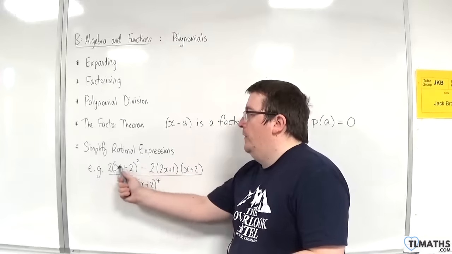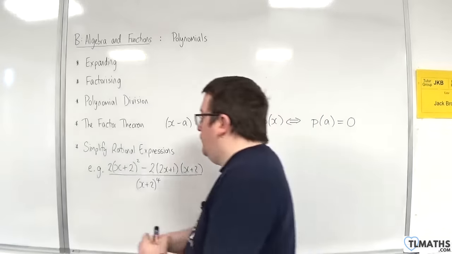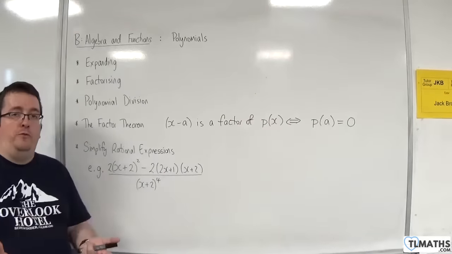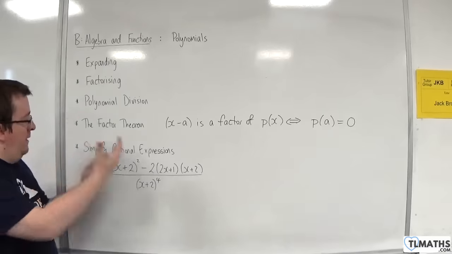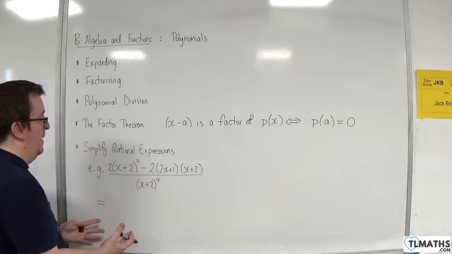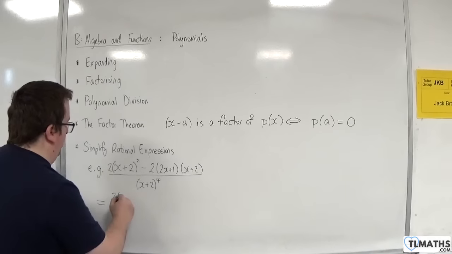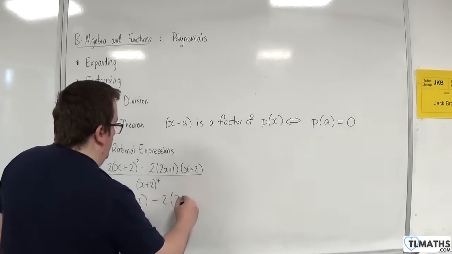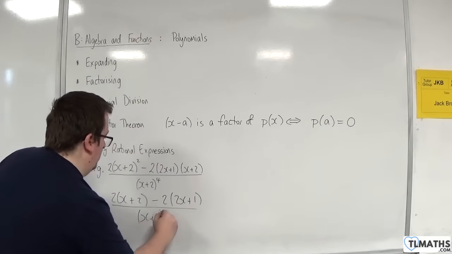Simplifying rational expressions. So this is often something that you get as a result of the quotient rule, for example. So you need to be able to simplify this down. So here, of course, we're assuming that x can't be minus 2. So if you have that x can't be minus 2, then what you can then do is divide through by x plus 2. All terms get divided through by x plus 2. So we're going to have two lots of x plus 2, I should write, take away two lots of 2x plus 1, over x plus 2 cubed.